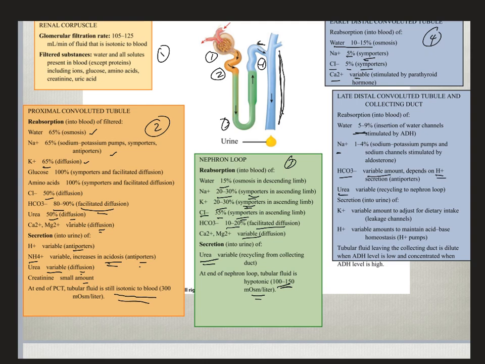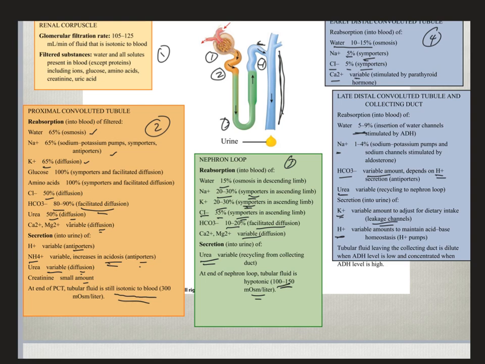Now the big one is going to be secretion. What are we secreting into the urine? Potassium is going to be 1. Again, this is going to be variable. It's going to adjust for dietary intake. And then we're going to see some leakage channels here that's going to help push that potassium out. Hydrogen ions is going to be variable. It's going to move in and out with proton pumps, and this is going to help to maintain our acid-base homeostasis in the fluid and in the blood.